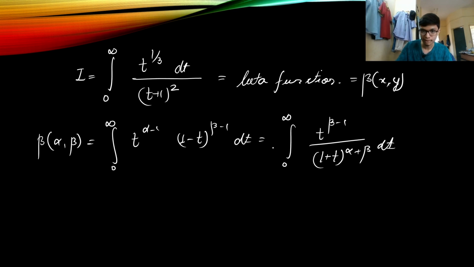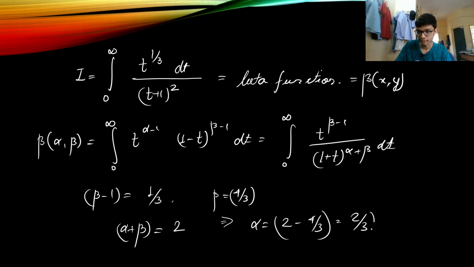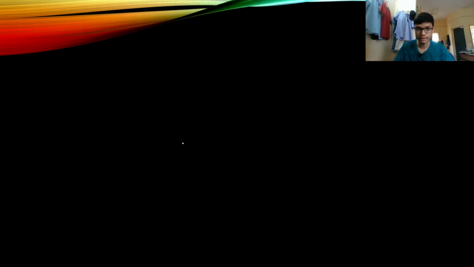This is a very similar format, and if we track back on it, we get beta minus 1 equal to 1 by 3. From here, I get the value of beta as 4 by 3. Similarly, alpha plus beta is equal to 2. If beta is 4 by 3, then alpha is 2 minus 4 by 3, which simply becomes 2 by 3. So this integral finally takes the form beta of 2 by 3 comma 4 by 3.